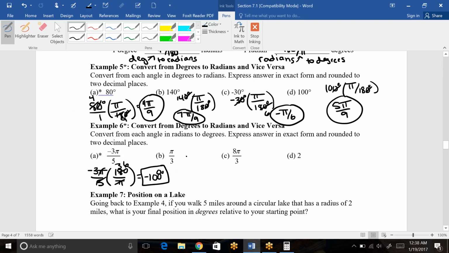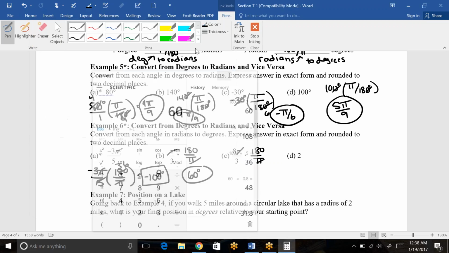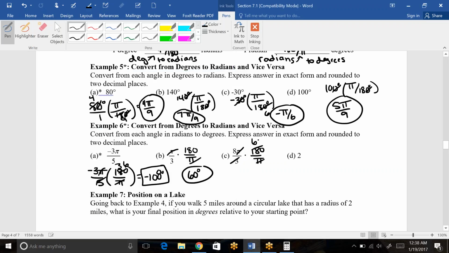So negative 108 degrees. Multiply this one by 180 over pi. Pi's are going to cancel, and 3 goes into 180 exactly 60 times, so that's 60 degrees. Multiply by 180 over pi. Pi's cancel. 3 into, sorry, it's very late. 3 into 180 is 60. I knew that in my head. And then we need to multiply that by 8. That would be 480 degrees, which is, notice, more than a full revolution around a circle.